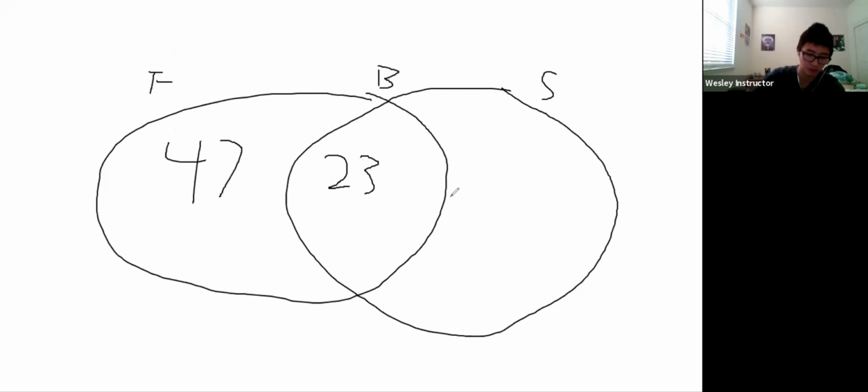And 140 of them took Spanish. So Spanish is the more popular language in this school. 140 minus 23 is 117. So 117 people only took Spanish, 47 only took French, and 23 people took both. Then we add all of these numbers up. 117 plus 23 plus 47 is 187.